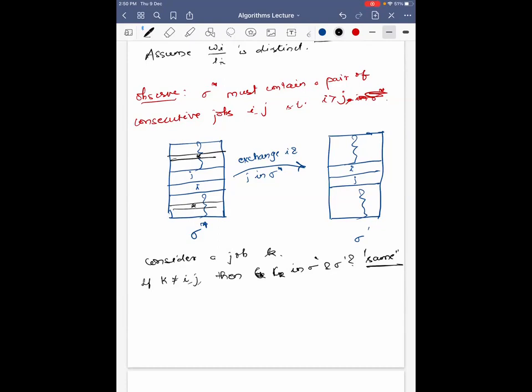Now, what about the completion time of I? Does it go up or does it go down? It goes up. And by what amount does it go up? LJ. Right. Does everyone agree with this?